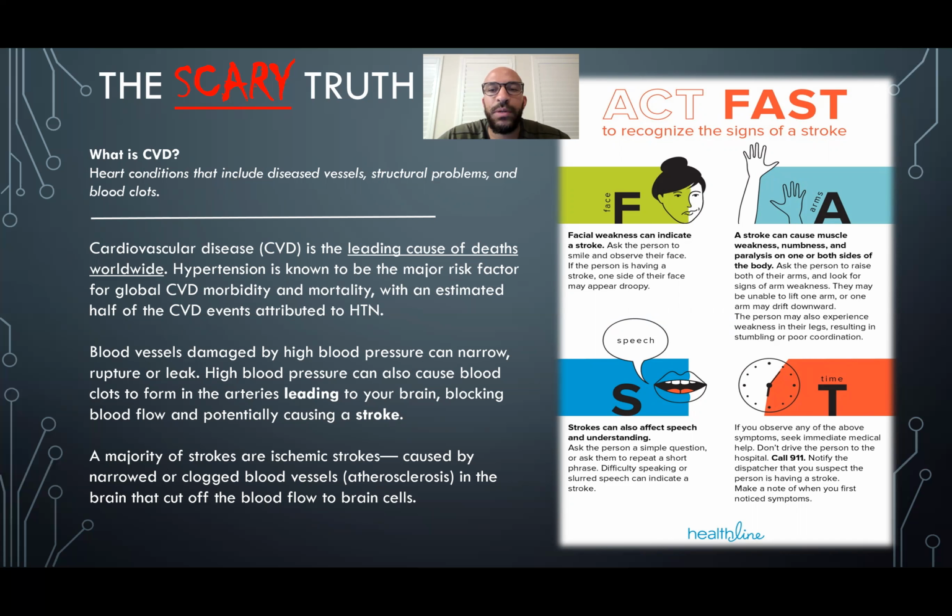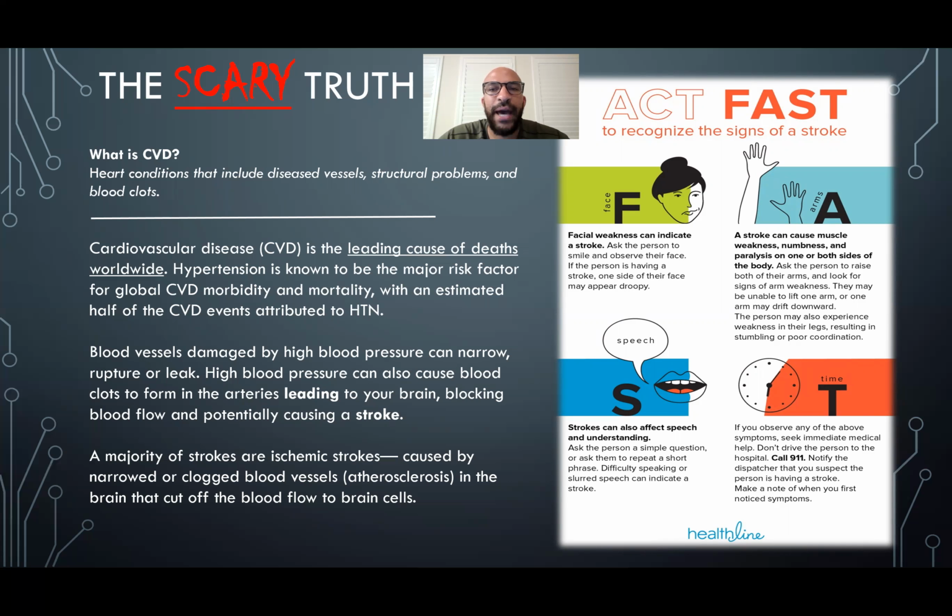What are the symptoms of a stroke? You can always remember, act fast, because you need to act fast. Time is brain when we are caring for a patient or anticipate caring for a patient who may have a stroke or who is having a stroke. So, what is one of the first symptoms of a stroke? Facial weakness can indicate a stroke.